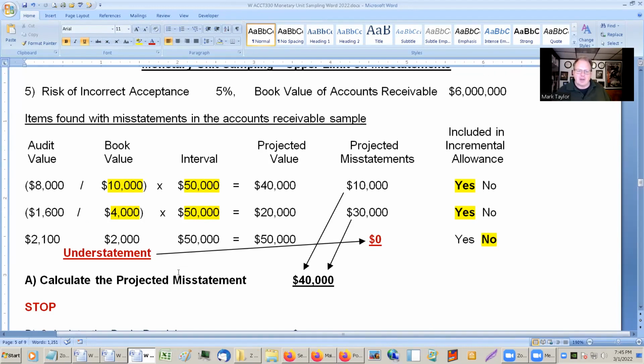So this is our best estimate as far as what this is misstated by. It's a $6 million account. We've come up that it's off by 40,000. So that's what we're going to start out with anyways. And that's our best estimate.